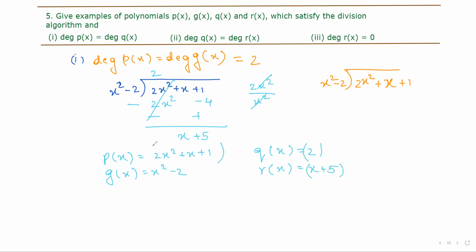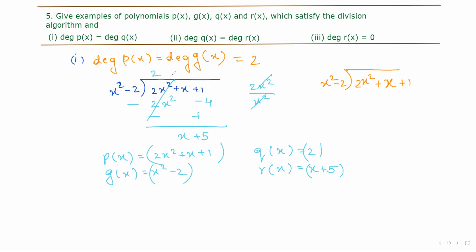You have to give examples for certain conditions. And if you want to check, you can check with your remainder theorem. Dividend is equal to divisor into quotient plus remainder. It's called remainder theorem. Next question.